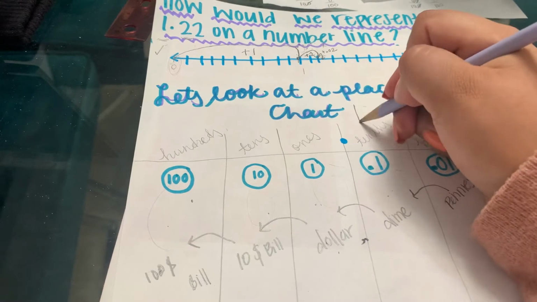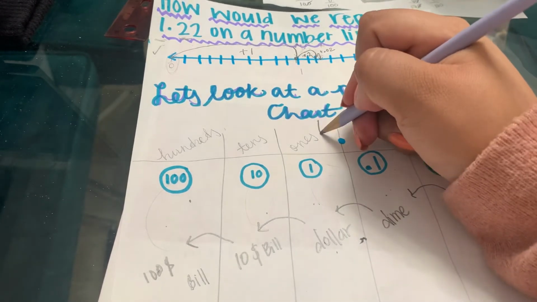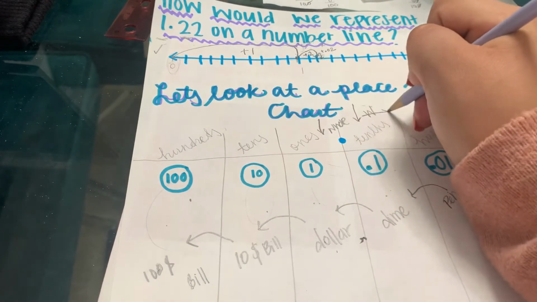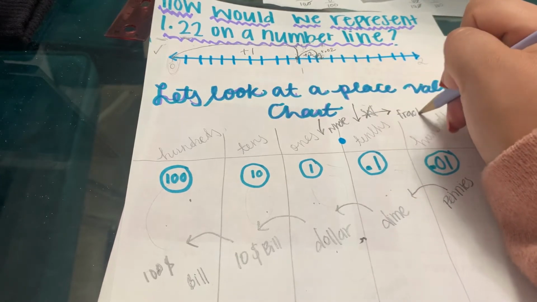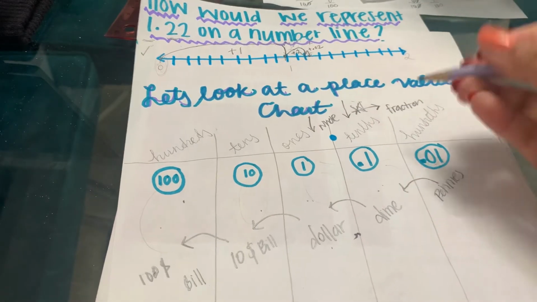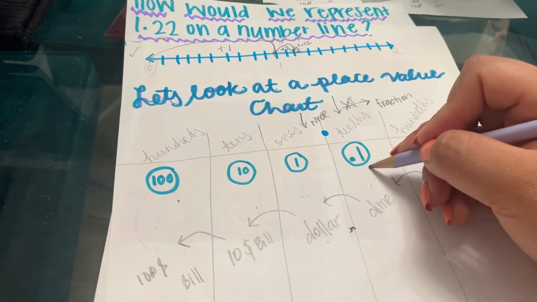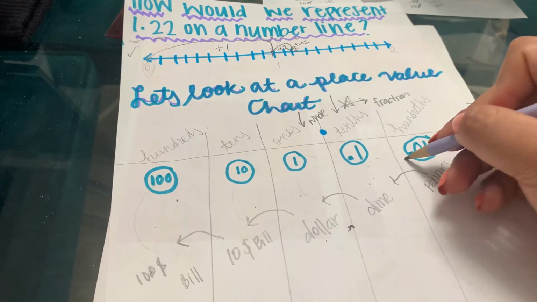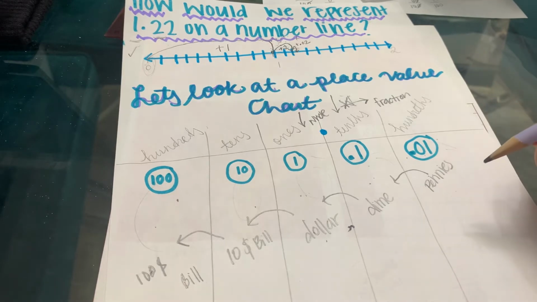And here is where you arrive at a whole. And anything behind here, you will know is actually a fraction. Because if you think about it, a tenth is really 1 out of 10 of a dollar. And a hundredth is only 1 out of 100 of a dollar.